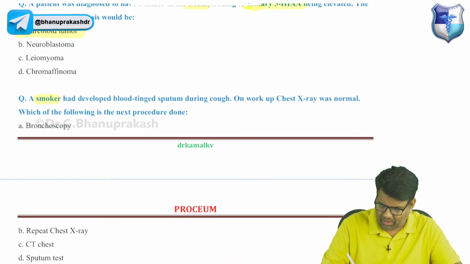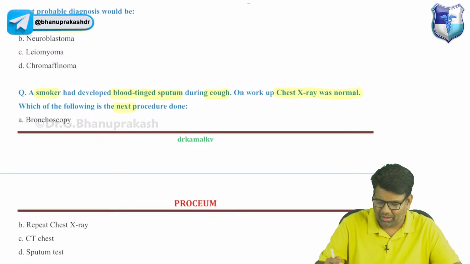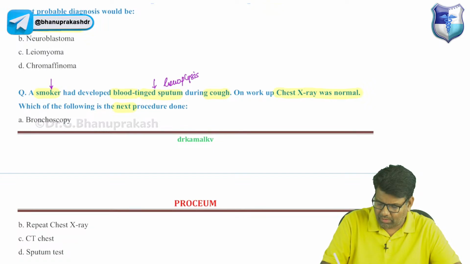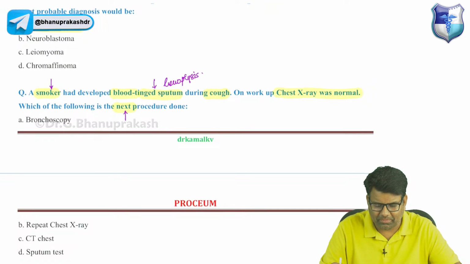This is carcinoid tumor. A smoker had developed blood tinged sputum during cough, and when we did chest X-ray, it was absolutely normal. Now, what should be done next? A smoker with hemoptysis and X-ray chest normal, what can you do next?